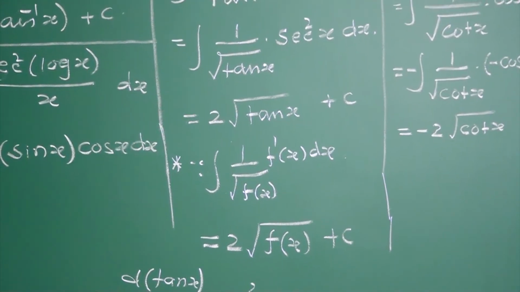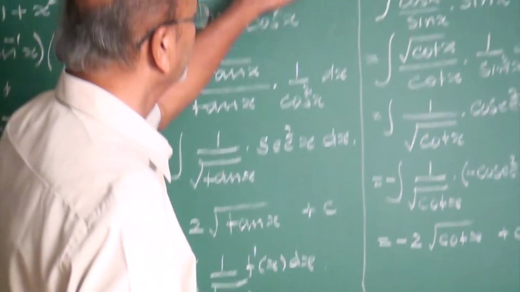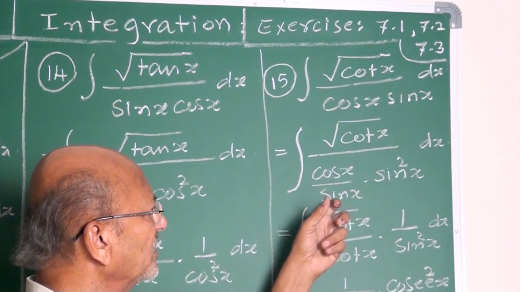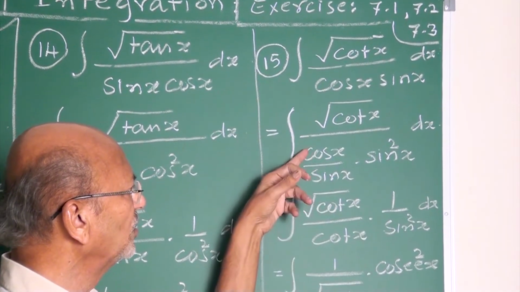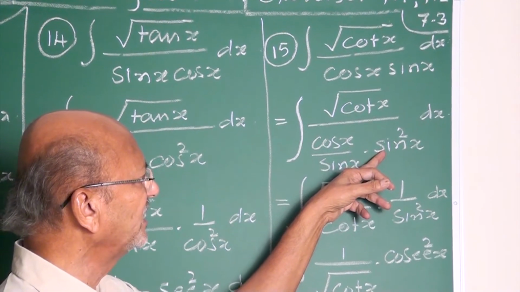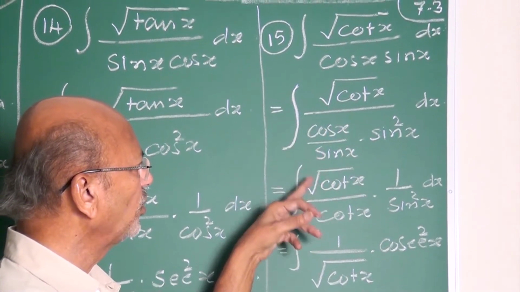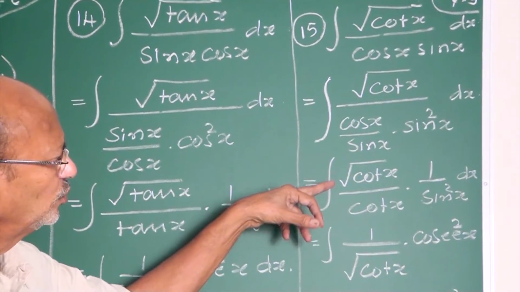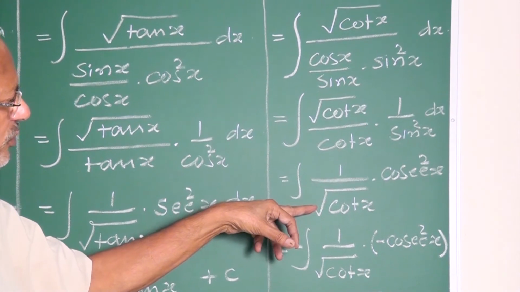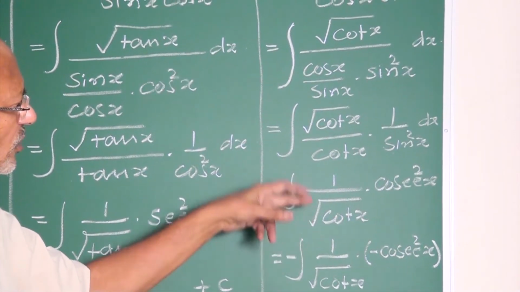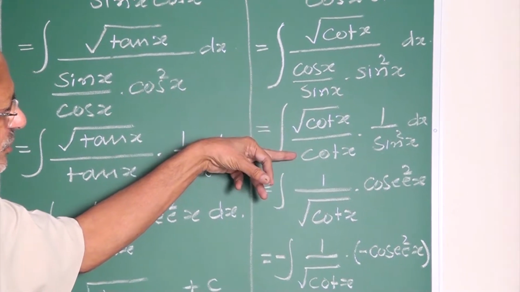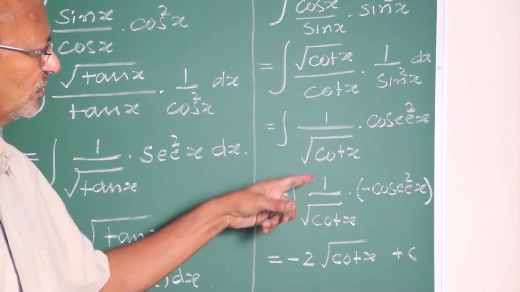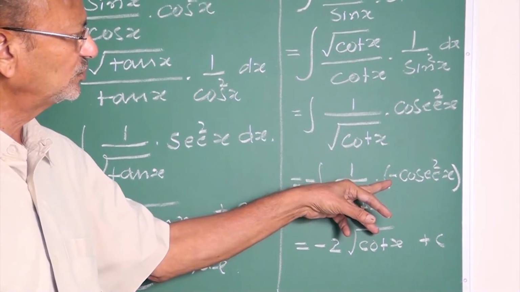It is another good example, my friends. Instead of tan, it is root cot x upon cos x sin x. Convert in terms of cot. Cos by sine, multiply sine into sine, it is sine square. Root cot upon cos by sine, which is cot x. Right, 1 by sine square. Root cot upon cot is 1 by root cot x, which remains, because root cot x cancels with the denominator. What is left is 1 by sine square, which is cosec square. You know the derivative of cot is minus cosec square.